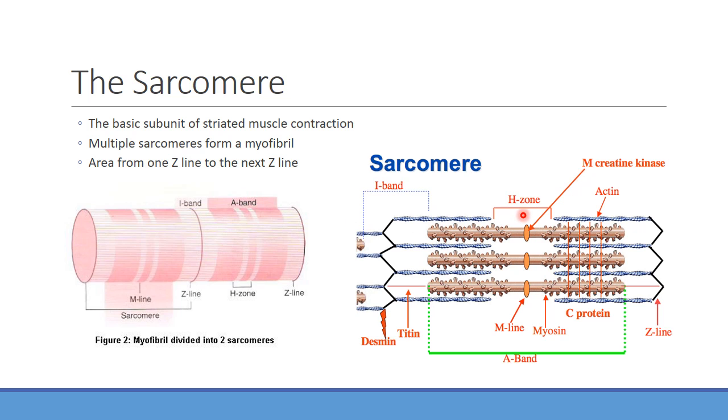And so you can see here this M line. This is also where we find creatine kinase. What do you think creatine kinase does? Has a phosphate group too. Yeah, so creatine kinase adds phosphate. So we're going to find that phosphocreatine is a very important molecule for energy utilization within the muscle itself. So that's also going to be contained here within these M lines.